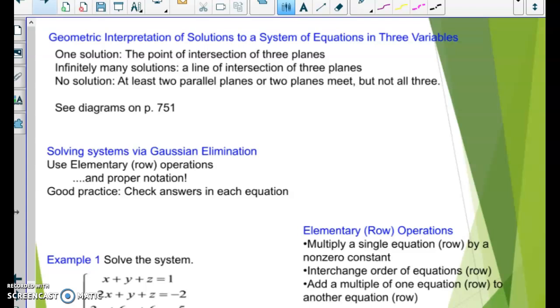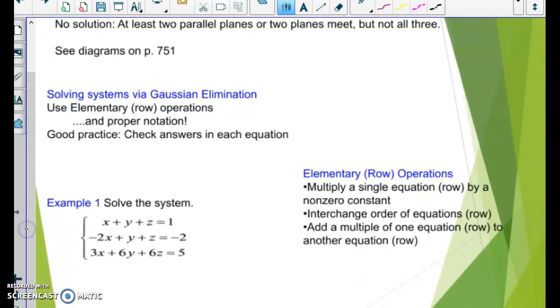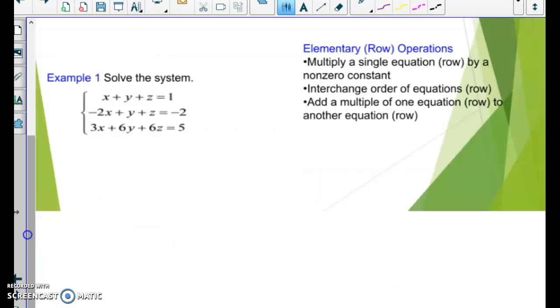Alright, so when we're solving via Gaussian elimination using elementary row operations and proper notation, good practice, make sure you're checking the answers when you're done. Elementary row operations mean we're going to multiply a row by something that's not 0, we're going to be able to interchange rows, and we're going to be able to add a multiple of a row to another row. So let's just play with this one a little bit and see how it goes.